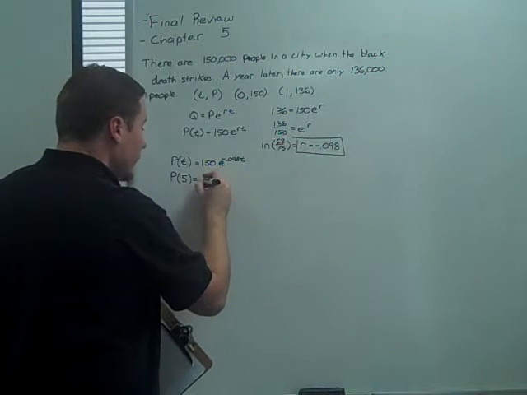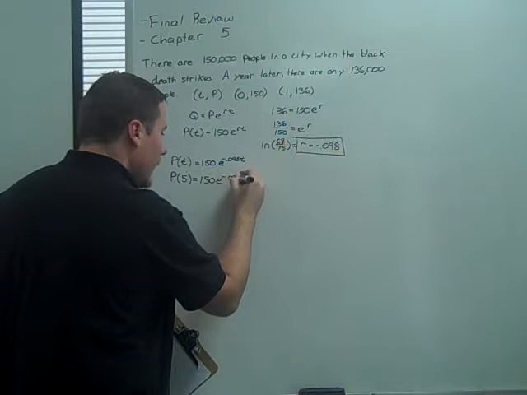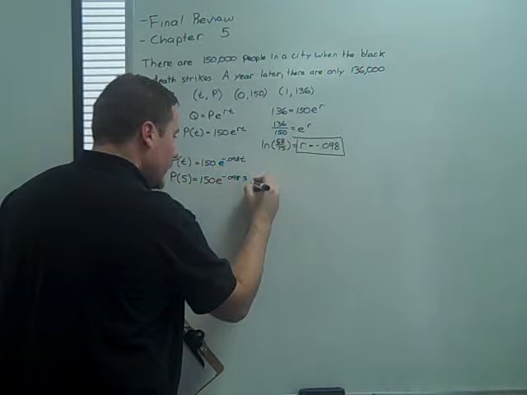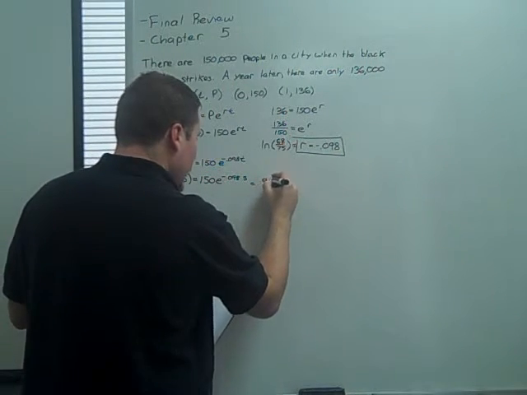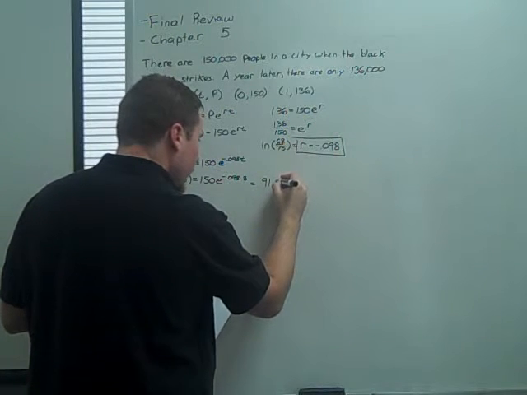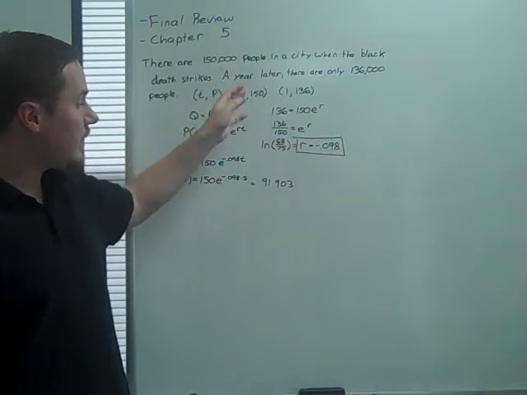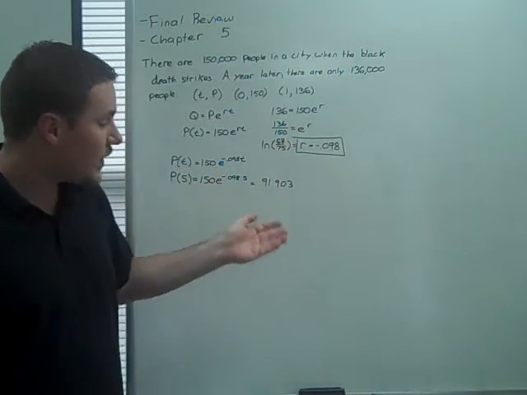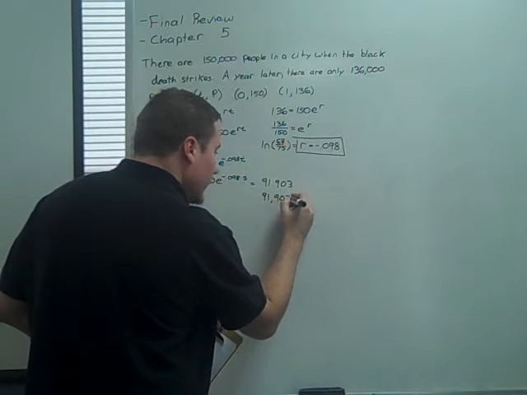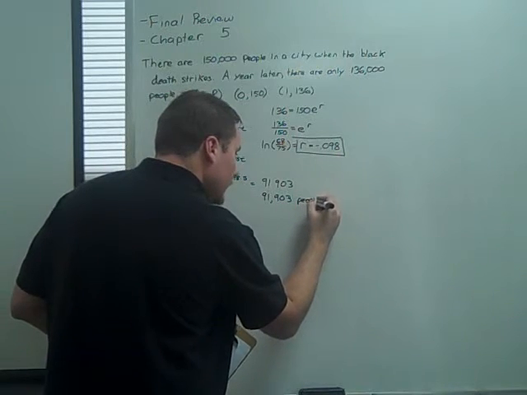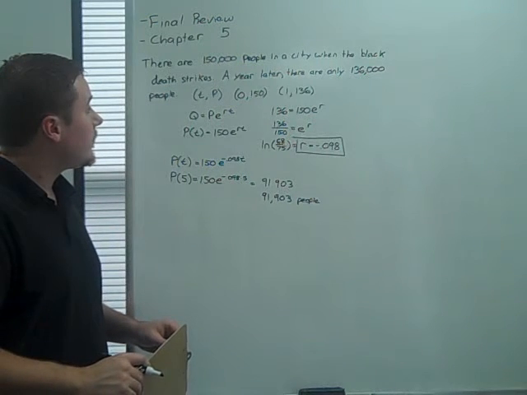Set t equal to 5. This is equal to 150 e to the negative 0.098 times 5. We plug that into our calculator, and we should get 91.903, properly rounded. Now remember, when we made our points, we said that our populations would be in thousands of people. So the population is actually 91,903 people, which is a fairly significant decay from the 150,000 that we started with.